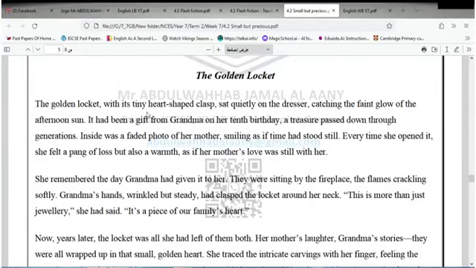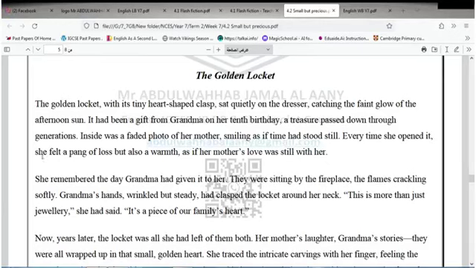The golden locket, with its tiny heart-shaped clasp, sat quietly on the dresser, catching the faint glow of the afternoon sun. It had been a gift from Grandma on her 10th birthday, a treasure passed down through generations. Inside was a faded photo of her mother, smiling as if time had stood still.